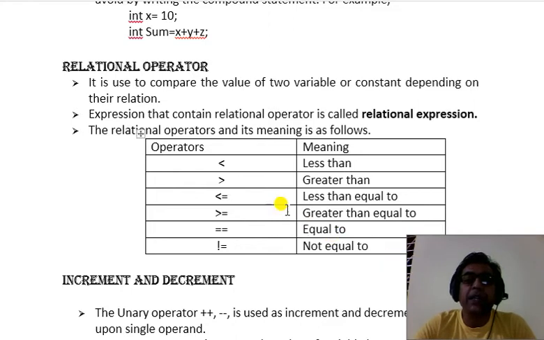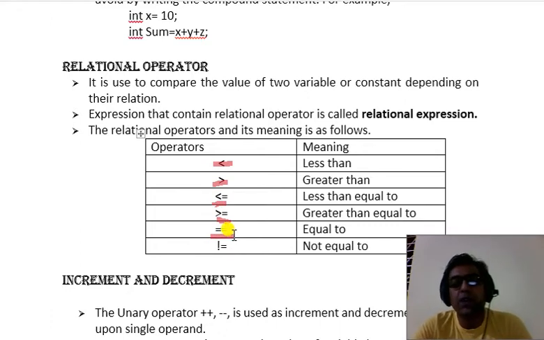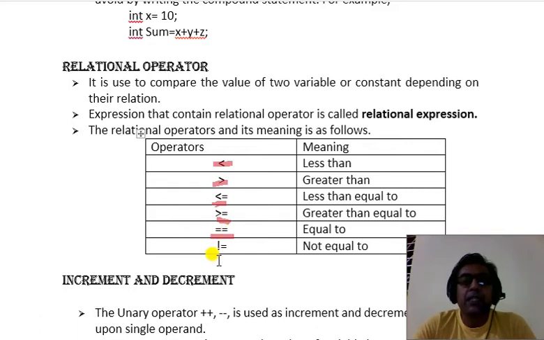First is less than. Then we have the symbols less than, greater than, less than equal to, greater than equal to, and equal to. This is a very important symbol. Equal to: if we want to compare two numbers, at that time we use the double equal sign in our programming language. And next is not equal to. So these are the relational operators which are used for comparing numbers.